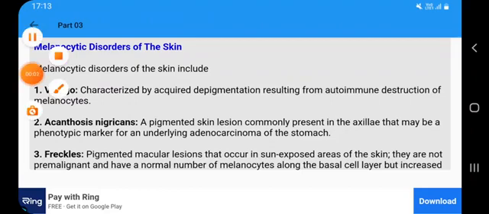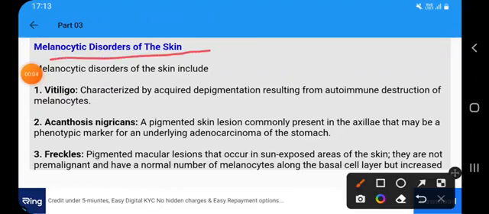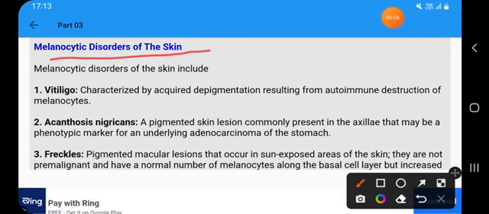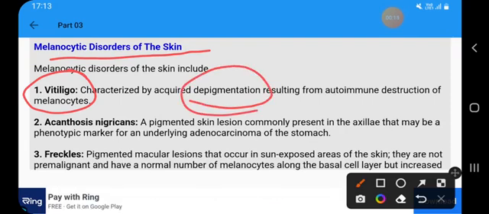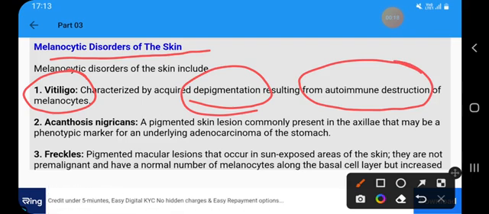The melanocytic disorders of the skin. This includes vitiligo. Vitiligo is characterized by acquired depigmentation resulting from autoimmune destruction of the melanocytes. Okay, so this is the condition vitiligo.